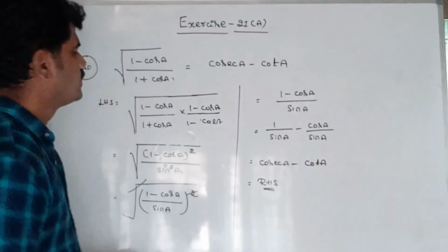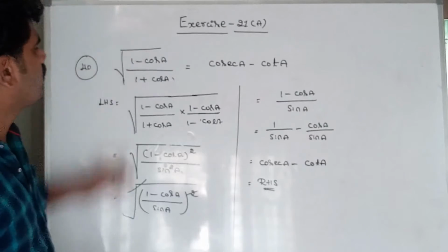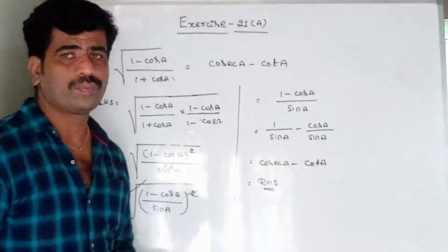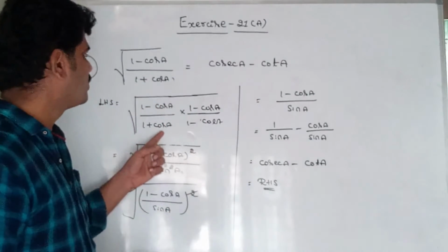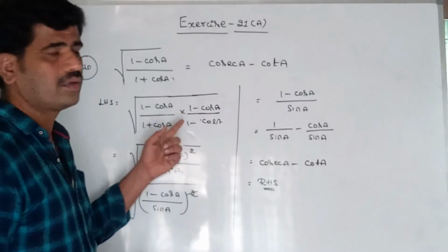Observe carefully. Once again I am going to explain this problem. Square root of 1 minus cos A divided by 1 plus cos A is equal to cosecant A minus cot A, which we should prove. Take LHS, square root of 1 minus cos A divided by 1 plus cos A, into the conjugate, 1 minus cos A divided by 1 minus cos A.